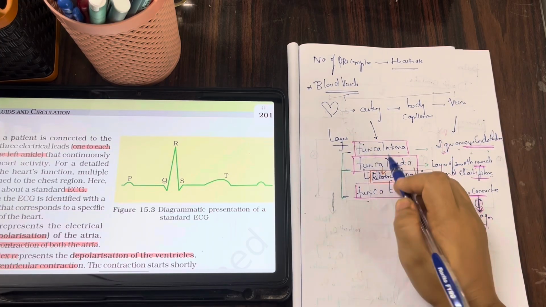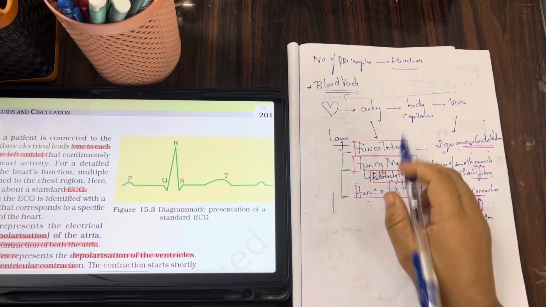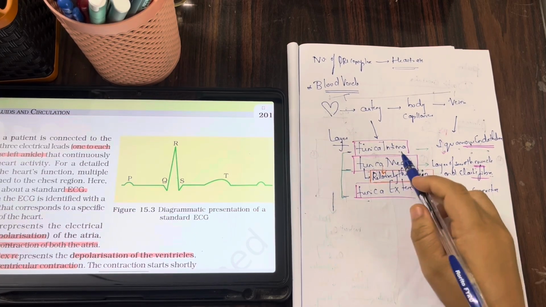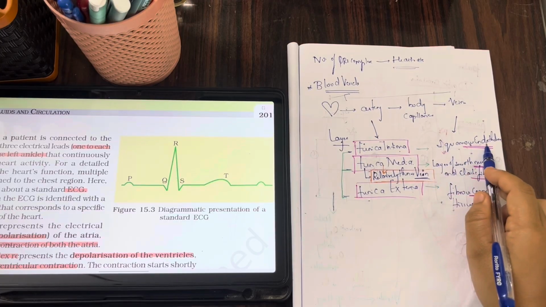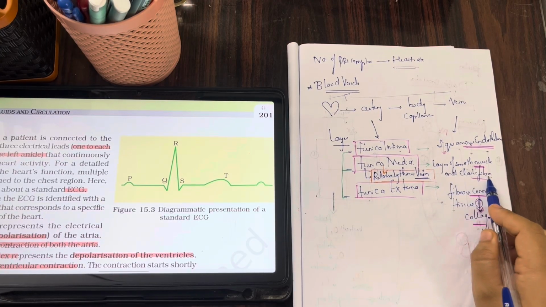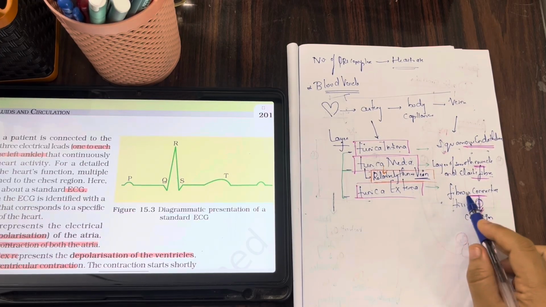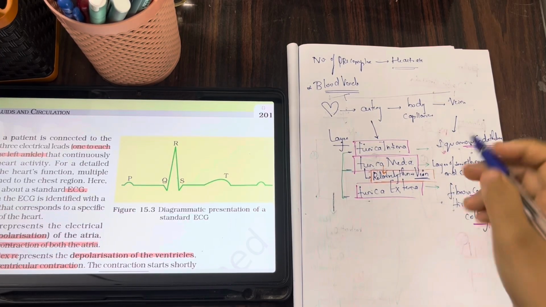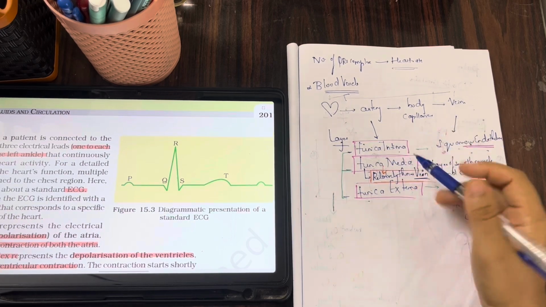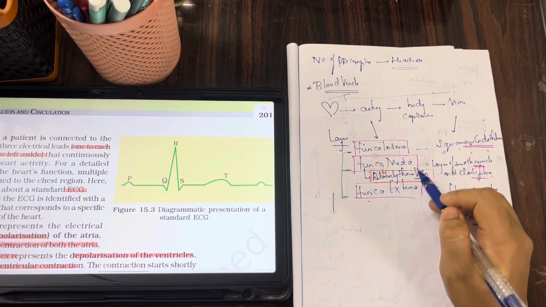Now talking about the layers of the artery and vein. You have tunica intima, tunica media and tunica externa. Tunica intima is made by squamous endothelium. Tunica media is made by a layer of smooth muscles and elastic fiber. Tunica externa is made by fibrous connective tissue and collagen. But the tunica media of arteries and veins are different. In veins, the tunica media is relatively thinner.